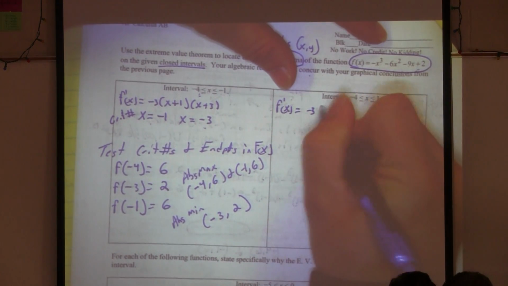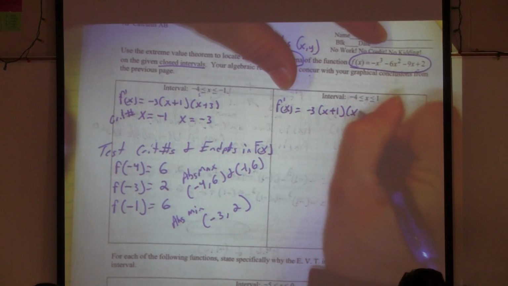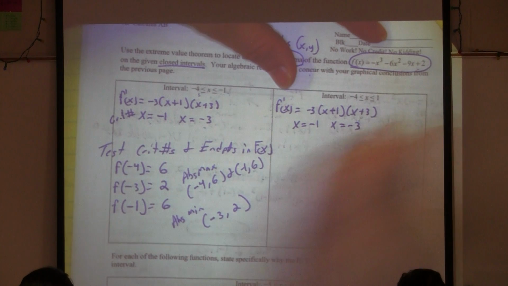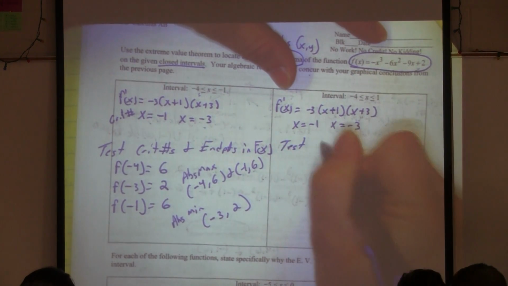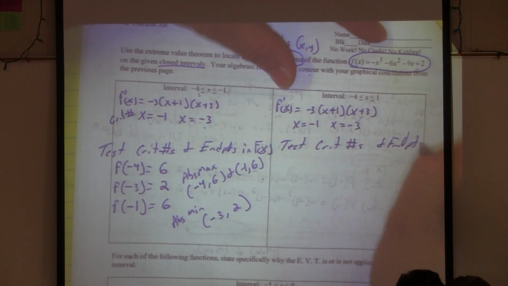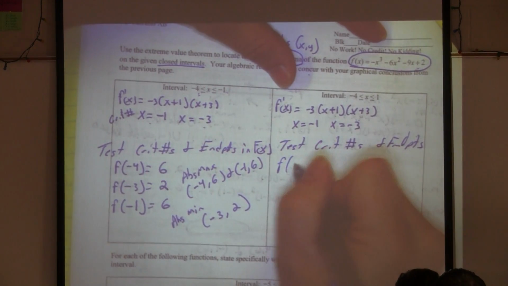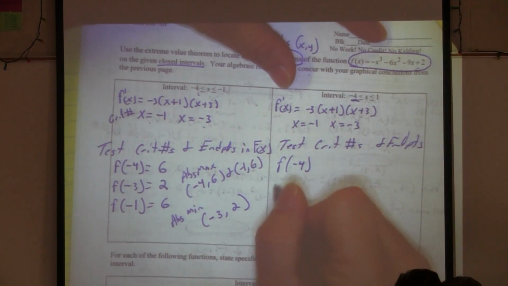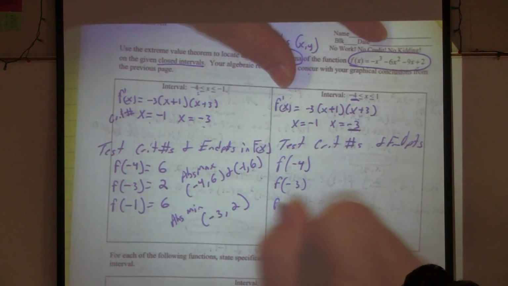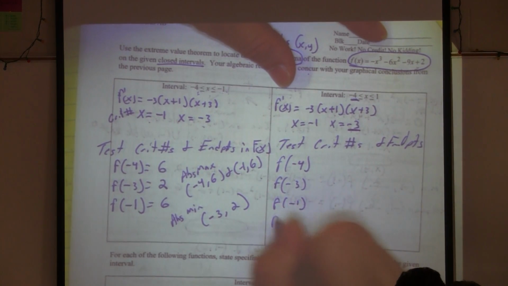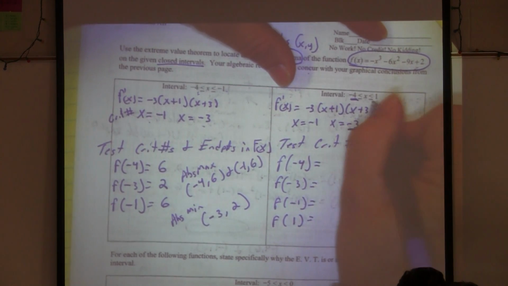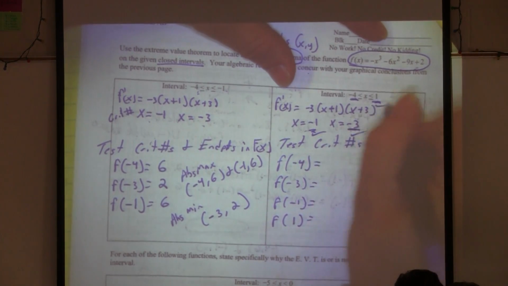Alright, so for the second one, same procedure, right? We find the first derivative. We find our critical numbers. And we test them. Test critical numbers and endpoints. So here we're going to find f of -4, f of -3, f of -1, but we're also going to do f of who? 1, which is the second endpoint. Make sure that you're checking them off, that you're using all of them.